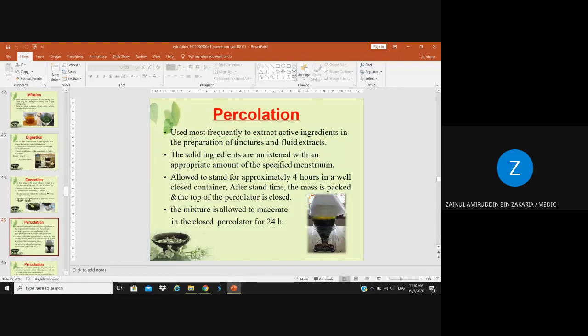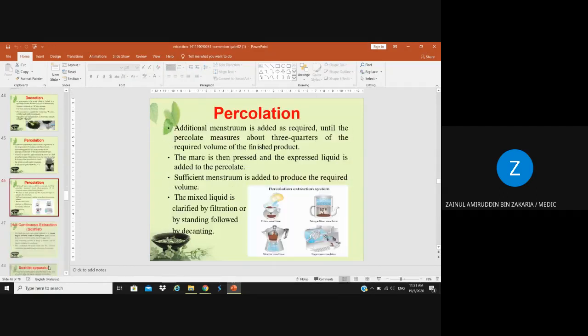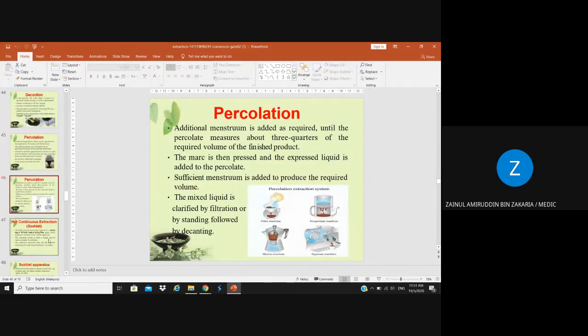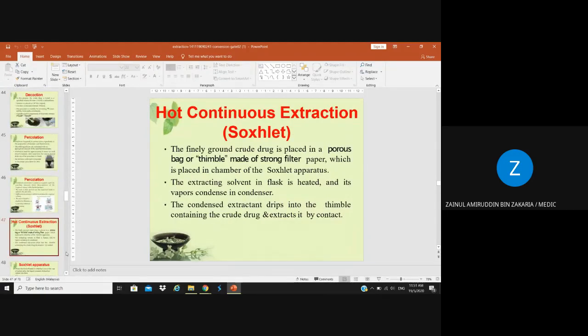Normally the percolation is prepared by mixing the plants with a specified menstruum, the solvent, and allowed to stand for 4 hours in a closed container. After that, the supernatant is collected. So you can read all these various traditional methods.